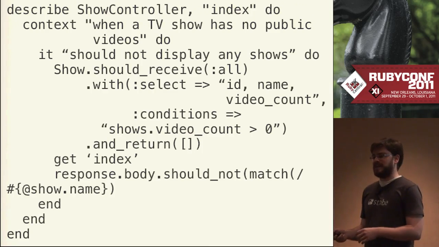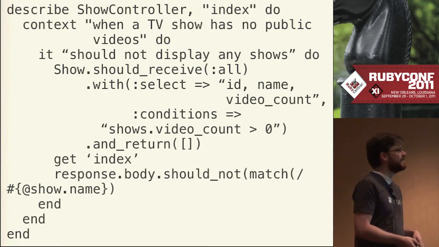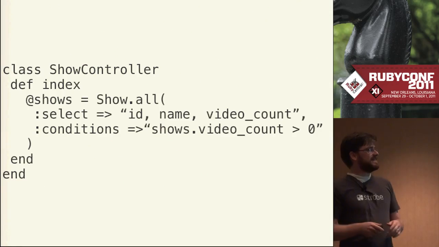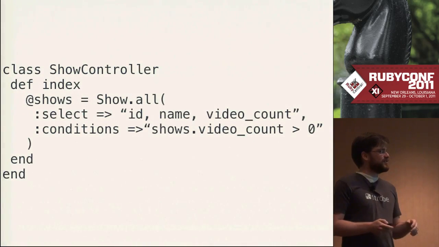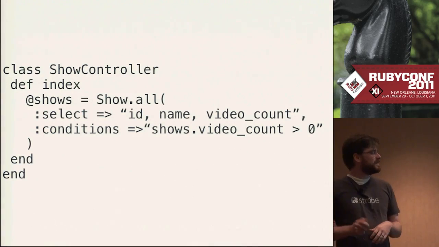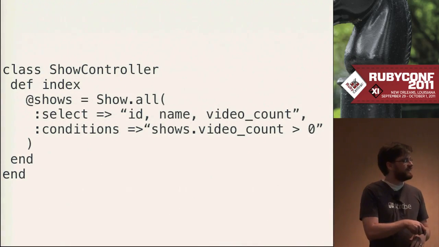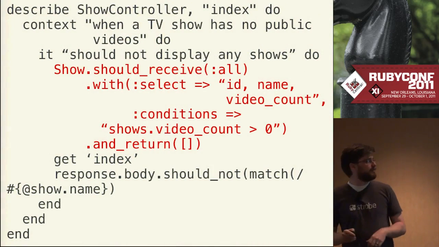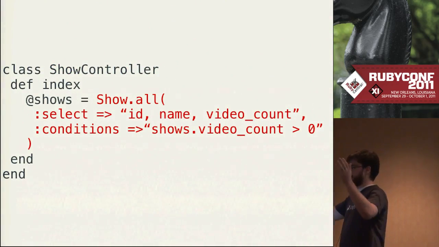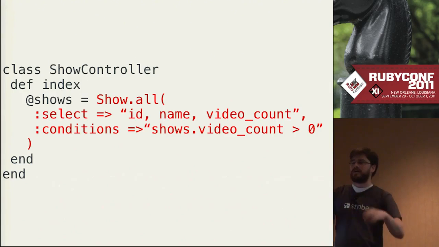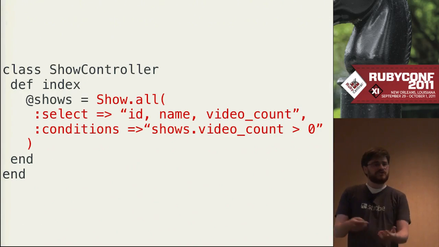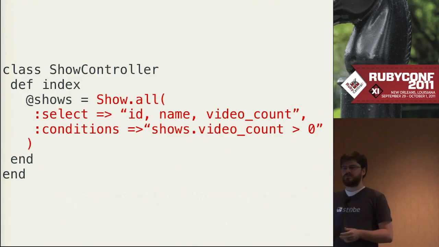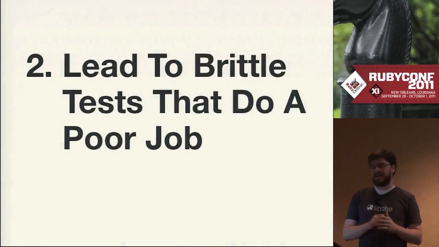And then you come to the implementation. And oh, look: Show.all, select id, name, video_count, conditions shows.video_count greater than 0. You see that part right there is exactly duplicated in the implementation. And they say, well, this is stupid. If I want to change anything about this, I'm going to have to change both the tests and the implementation. I'm just duplicating the system under test. Seems pretty bad, huh?